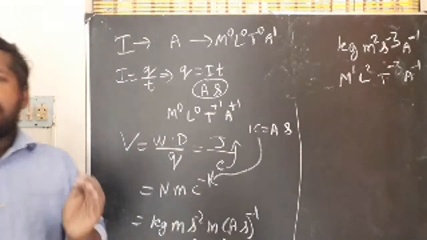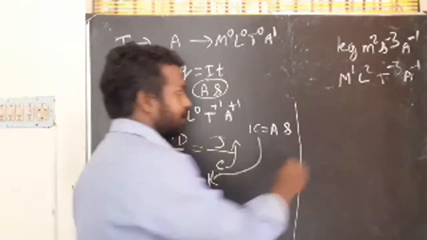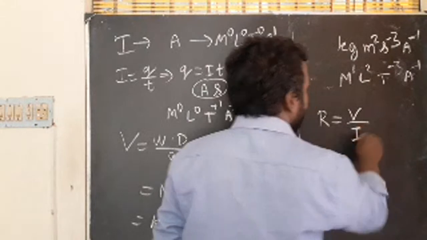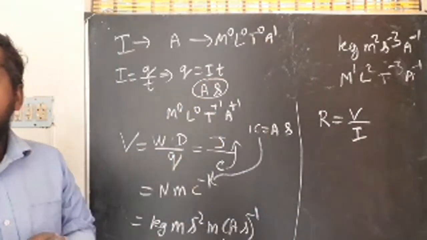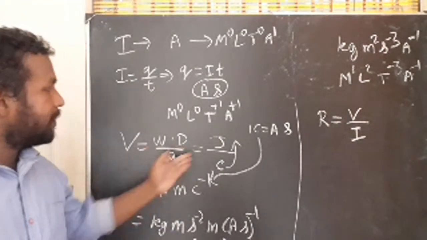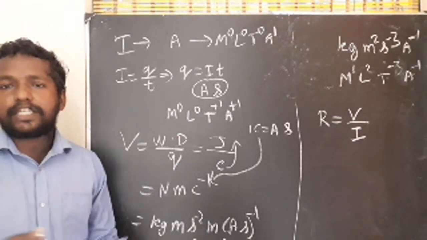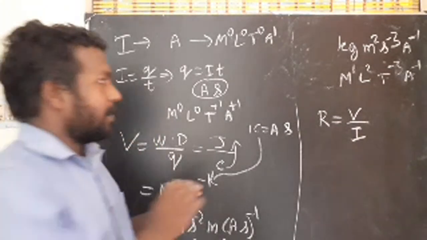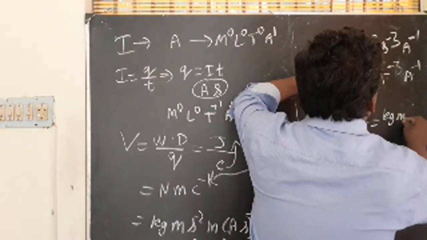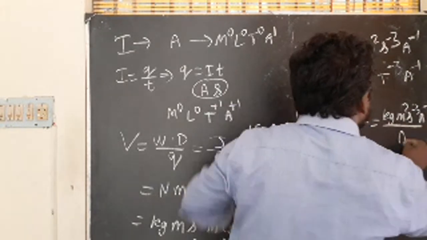The next one we are going to do is resistance. According to Ohm's law, R is equal to V divided by I. Voltage we found already. If you want you can calculate one more time also. Voltage is work done per unit charge, joule per coulomb. Coulombs we have to convert into ampere into second, because coulombs doesn't have a dimensional formula. Voltage already we found. This is the final unit of voltage, kg meter square second minus 3 ampere inverse. Current is ampere.